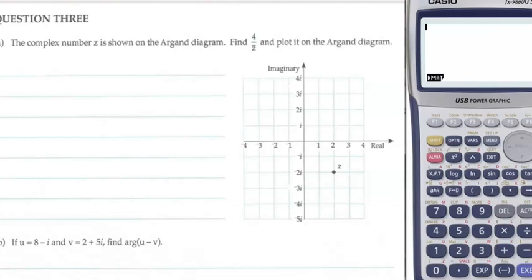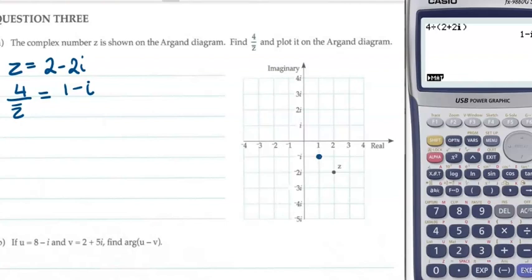Right, question 3. We're doing 4 over the complex conjugate of z. Well, z is equal to 2 minus 2i. So 4 over the conjugate of z, I'm actually going to do on the calculator straight away. So 4 divided by 2 plus 2i, and that is 1 minus i. And we plot it onto the Argand diagram, 1 minus i, just there.